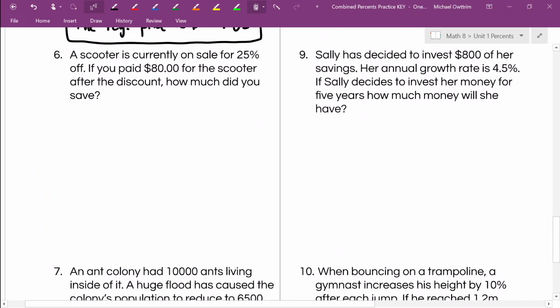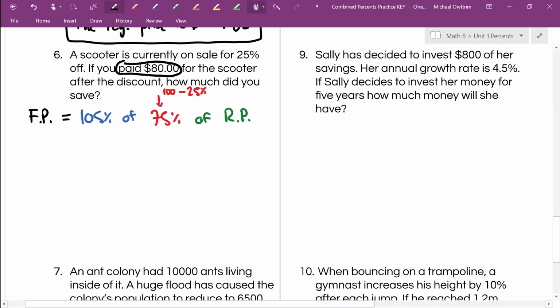In question 6, we have a scooter that is currently on sale for 25% off. If we paid $80 for the scooter after the discount, we want to know how much we saved. So this is similar to question 5. We're going to start by saying our final price is 105% of our 75%. 75% comes from 100 take away the 25% discount of the regular price. Again, they're telling us how much we actually paid, so this is going to be our final price.